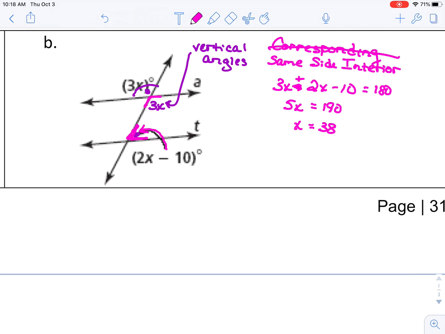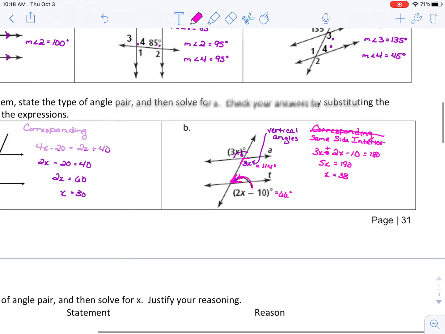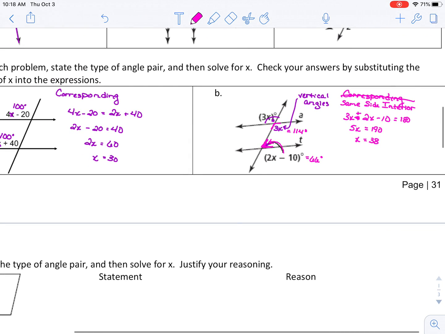And then you could substitute them in, you'll find that they're supplementary. 3 times 38 gives this angle as 114. 2 times 38 minus 10 gives the other angle is 66. So they are supplementary. I was trying to make them congruent, and they are not.